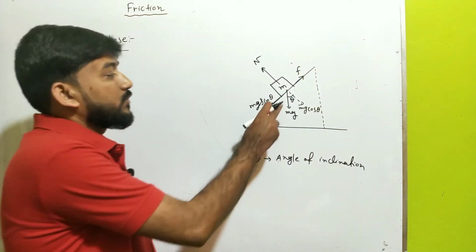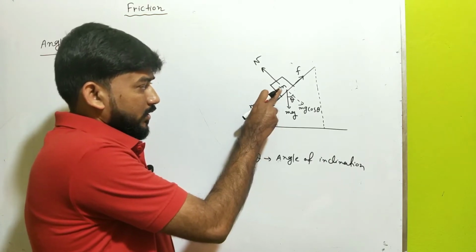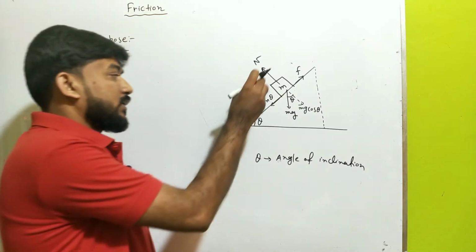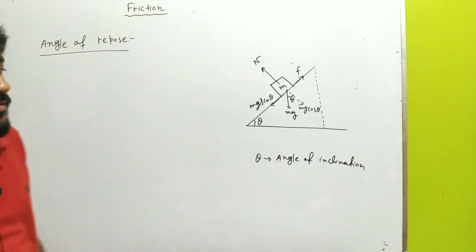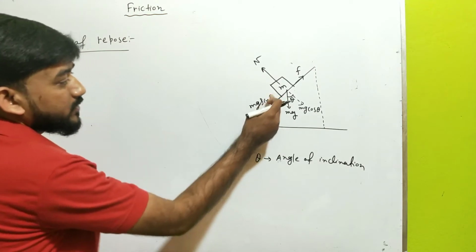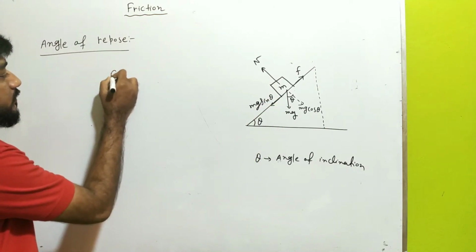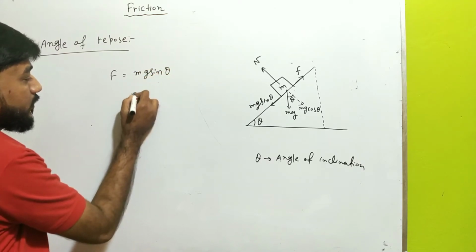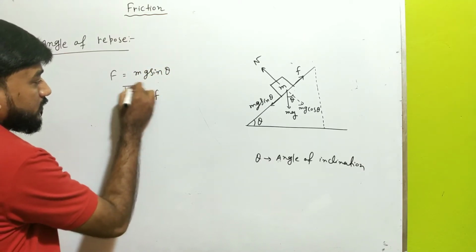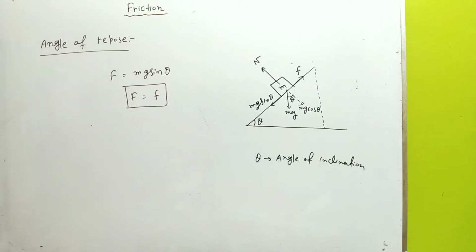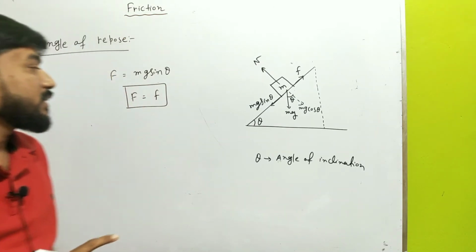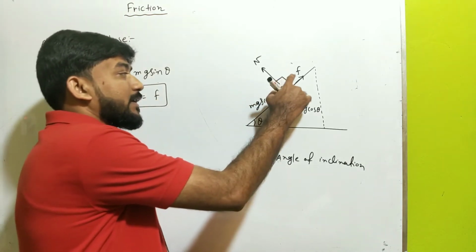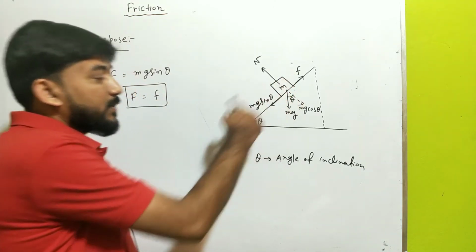But initially, if the object is not moving, if the object is at rest on the plane, then you know that the applied force F is equal to mg sin theta, and this F will be equal to small f. You know, the frictional force is a self-adjusting force. I have told earlier that the frictional force is self-adjusting, so it will adjust according to the applied force mg sin theta.